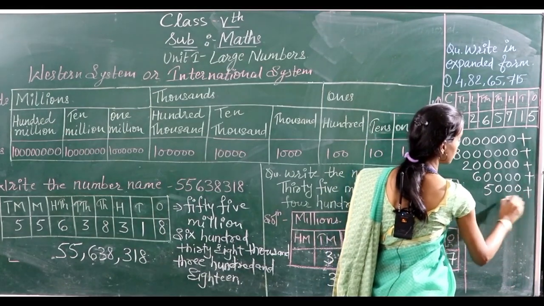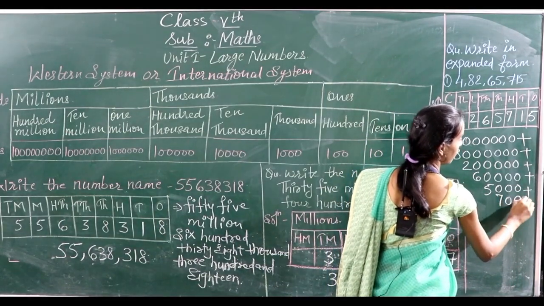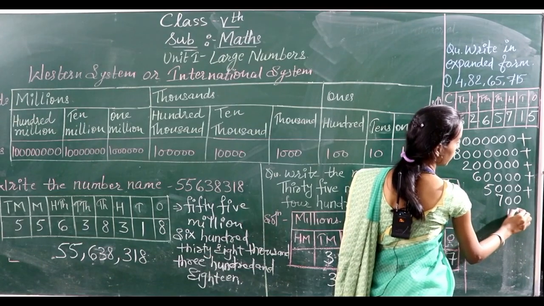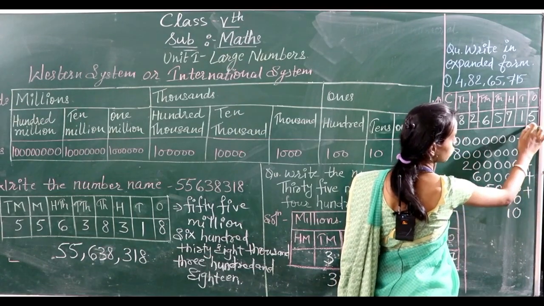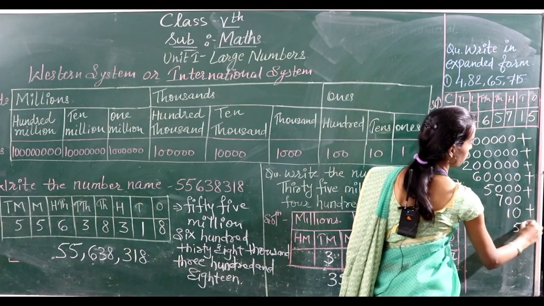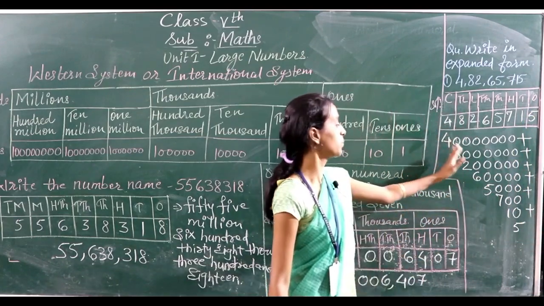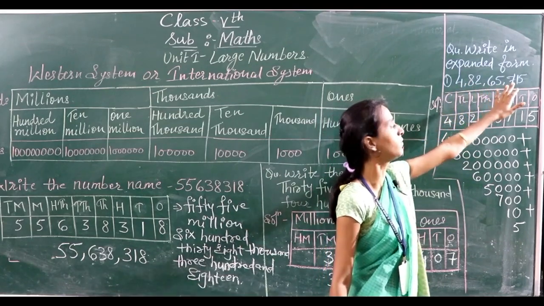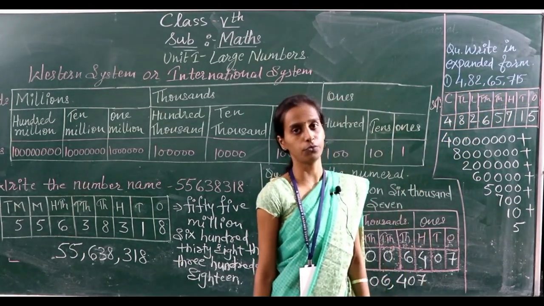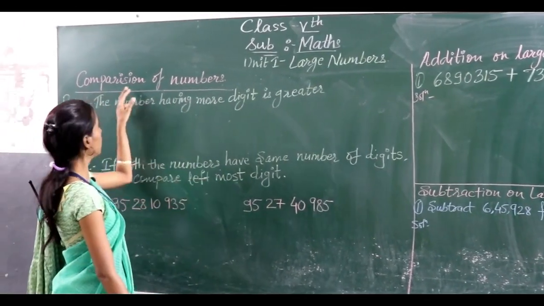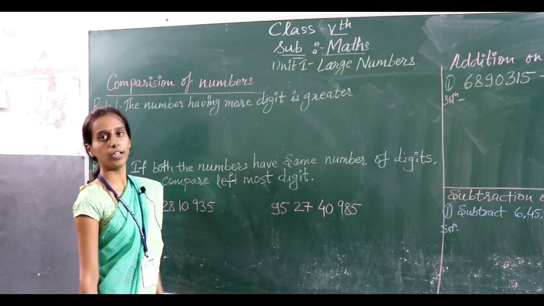100, so it is plus 700. 1 in tens place, so that is 1 into 10 is 10, and the last one is 5 in ones position, so plus 5. So this is the expanded form of the number 4,82,65,715. So let's start with the next topic, that is comparison of numbers.